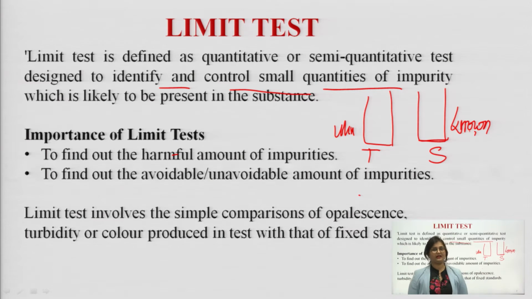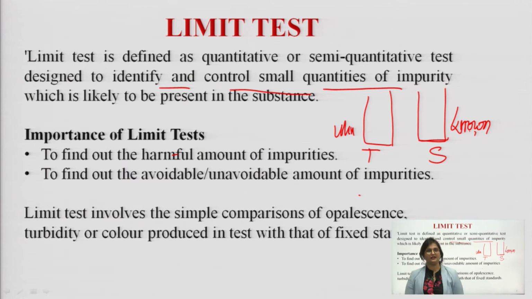Then we add the reagents and look out for reactions. If we talk about iron here, then in my test I add my sample which I need to check for iron, and in my standard I add a known amount of iron as standard. Then I check for opalescence, turbidity or change in color. Alright, so what is a limit test?